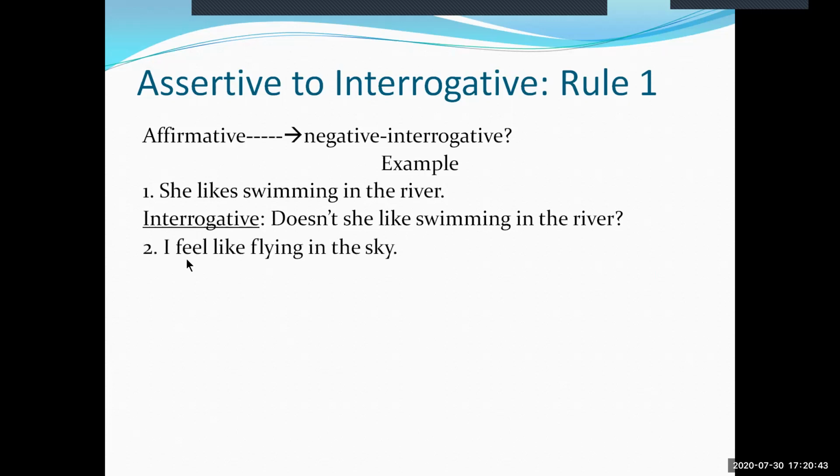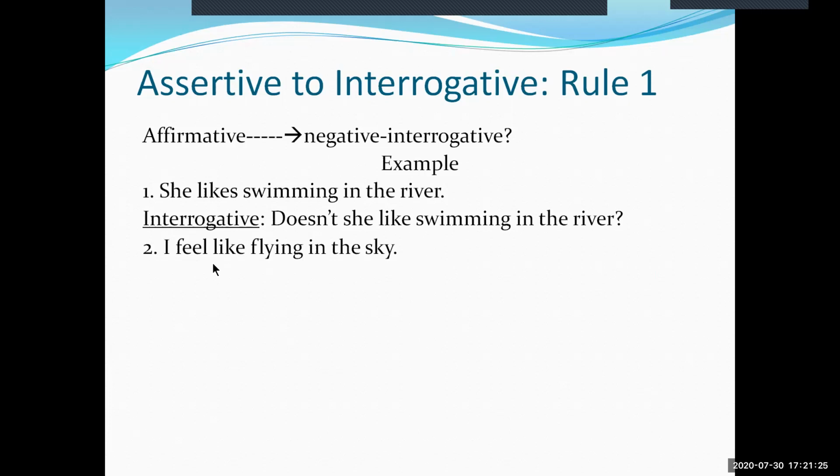This is example 2. I feel like flying in the sky. This sentence is also in present tense, but in this sentence there is no s with the verb. So I guess that you understand that with plural subjects like we, they, we do not use any s with the verb. Besides, here the subject I have used is first person, with which we never use the s with the verb. So to make this sentence interrogative, we need to take the auxiliary verb only do and nothing else.